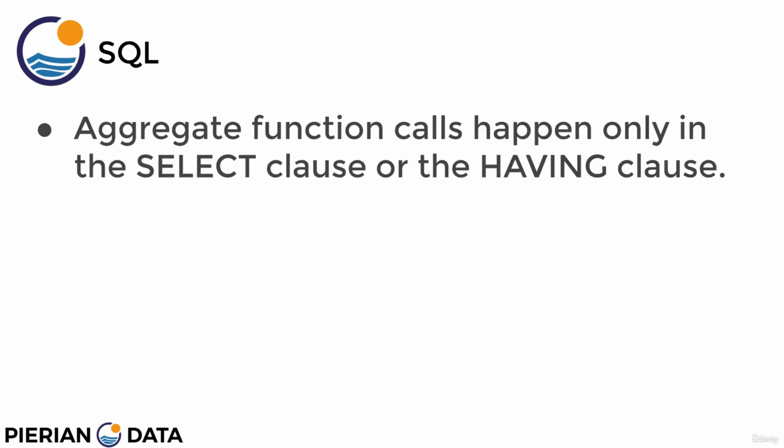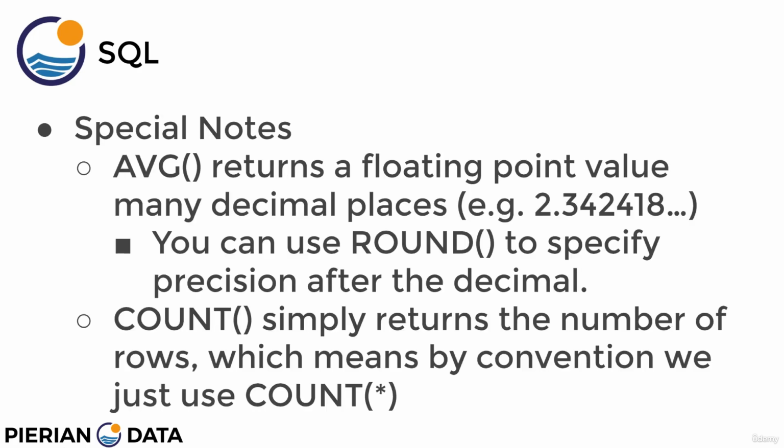Keep in mind that aggregate function calls happen only in the select clause or the having clause. We don't know about the having clause quite yet, but we're going to learn about it later on in this section. Some special notes to keep in mind for certain particular aggregate functions is the average call returns a floating point value many decimal places long. So for example, it could be something like 2.342418, etc. And you can use the round function on top of average to specify precision after the decimal. So we'll see that in this particular lecture.